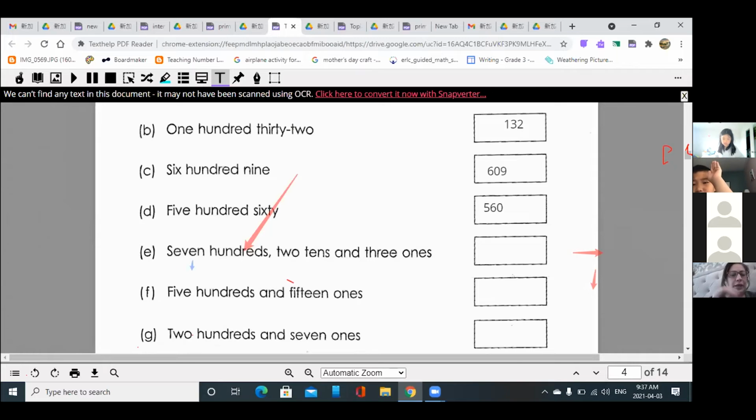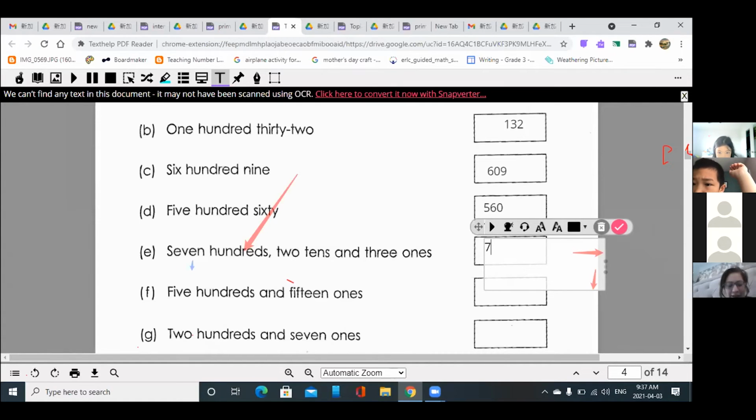So Sarah, can you tell me what number is 700, 2 10s, and 3 1s? Go ahead. I'll write it as you dictate it to me. So I'm going to put a 7. You're right. Next. 3. Sorry? 7, 2, 3. Oh my goodness gracious. You got it. Awesome.